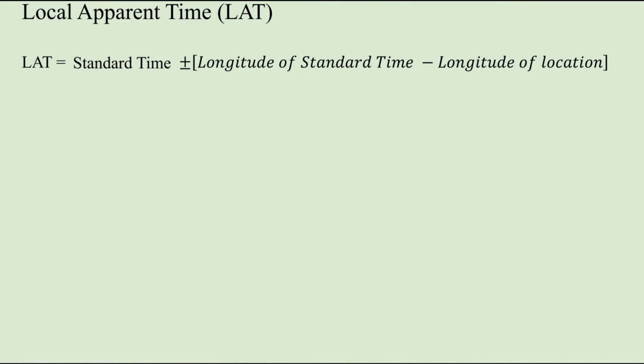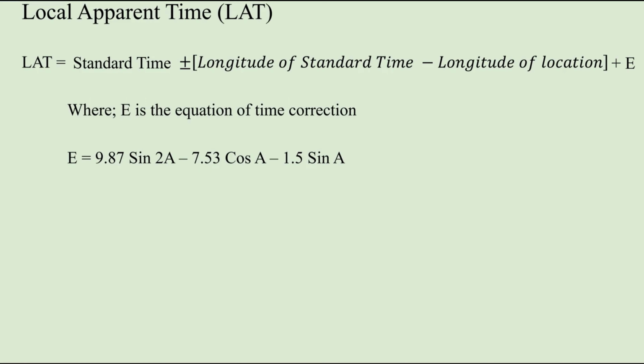Solar time or local apparent time can be calculated by using the following equation. LAT is equal to standard time plus or minus the difference between the longitude of standard time and the longitude of location. Longitude of standard time, as we have seen, for India is 82 degrees 30 minutes east. Similarly, other nations have their own longitude of standard time. The longitude of location is the place of the observer, plus the equation of time. Here E is the equation of time, used for time correction.